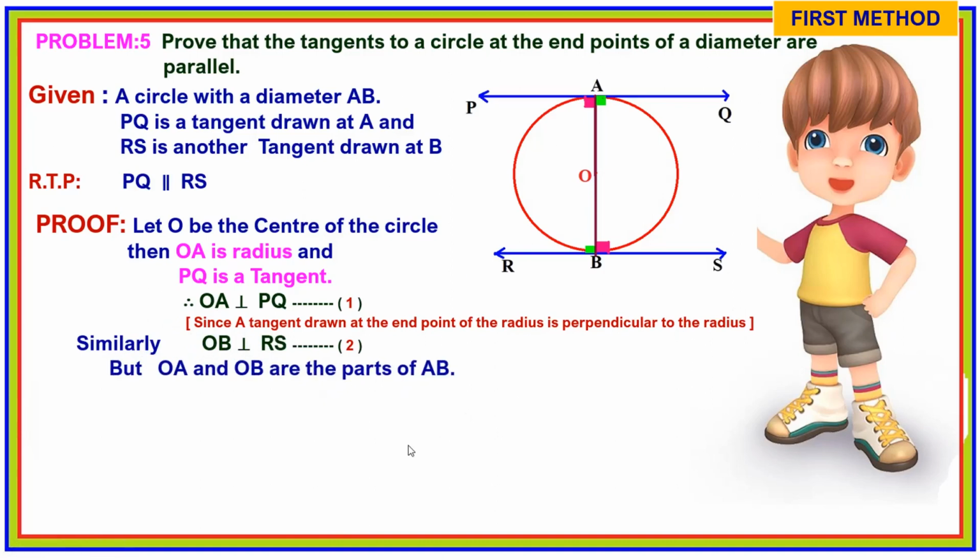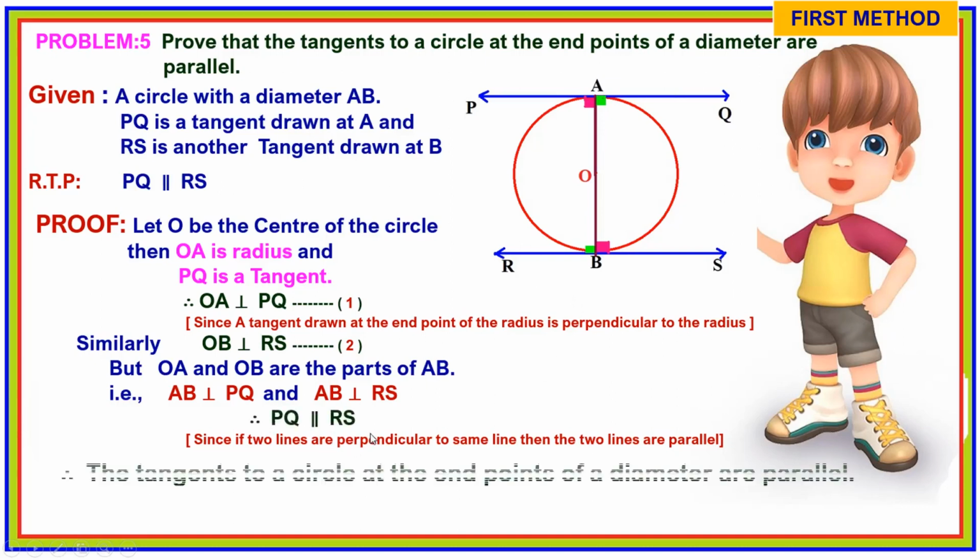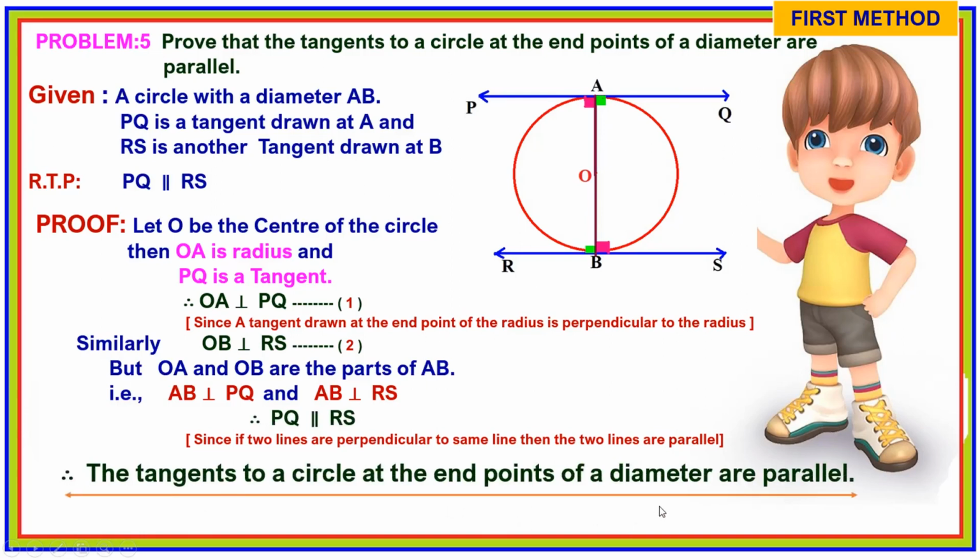But OA and OB are the parts of AB. AB is perpendicular to PQ and AB is perpendicular to RS. Since if two lines are perpendicular to the same line, then the two lines are parallel. Here, PQ is perpendicular to AB. Similarly, RS is perpendicular to AB. Therefore, PQ is parallel to RS. The tangents to a circle at the endpoints of a diameter are parallel. First method is over. Now take the second method.